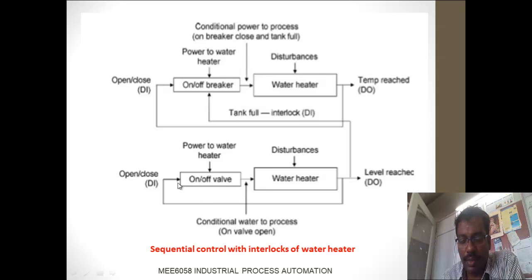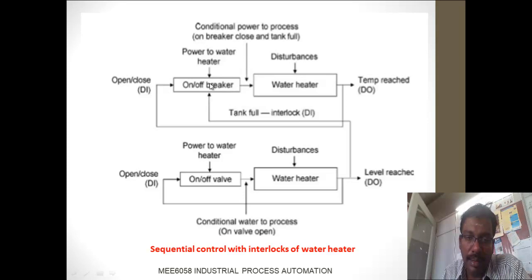Once the valve is switched off, what happens? The signal will be cut off here, and the water level is reached. Similarly, the water level output is taken as an input, as a signal, for the on-off breaker. Once the water level in the water heater reaches a certain limit, then what happens? If the power to the water heater is ready, once it reaches a certain level, it gives a signal to the breaker, and the breaker gives a signal to the power, and the power is energized.